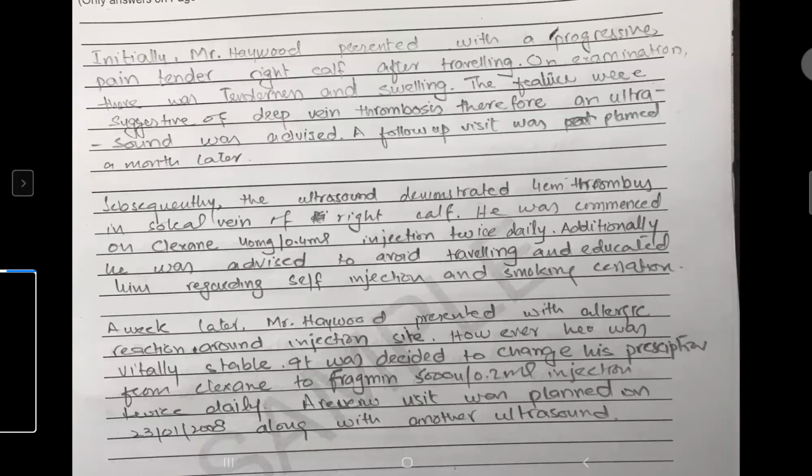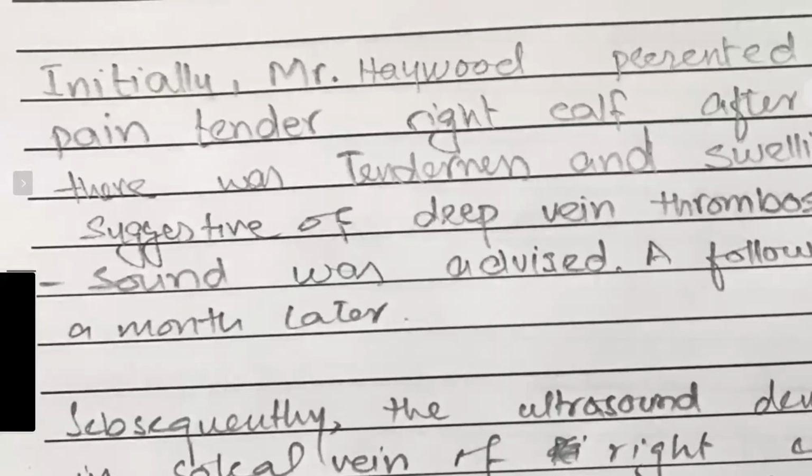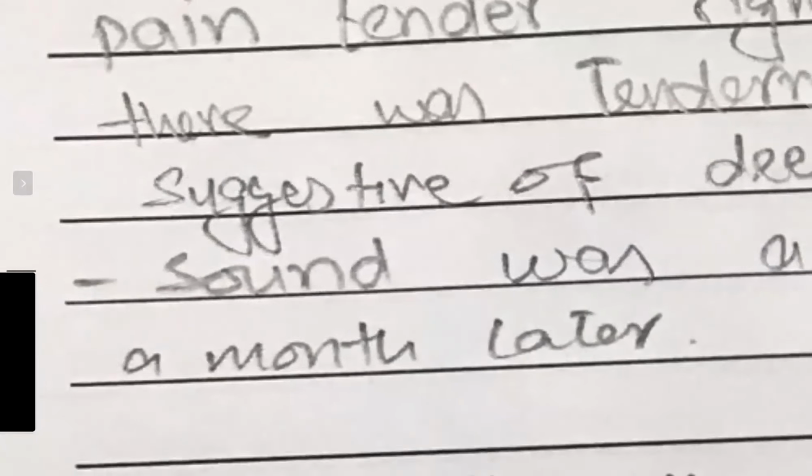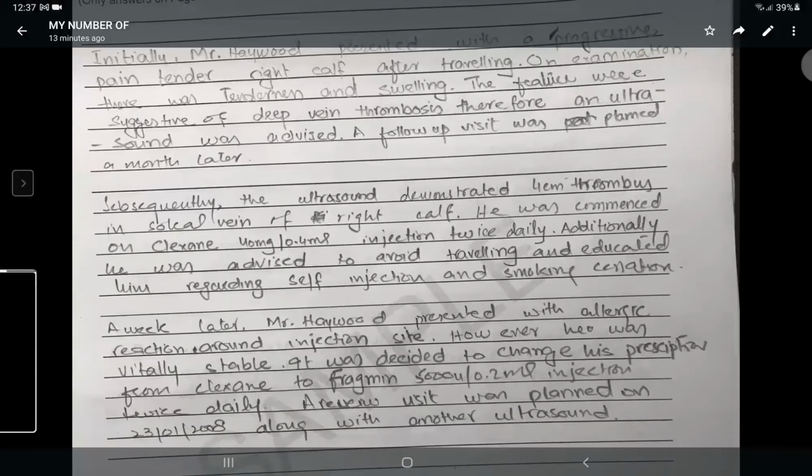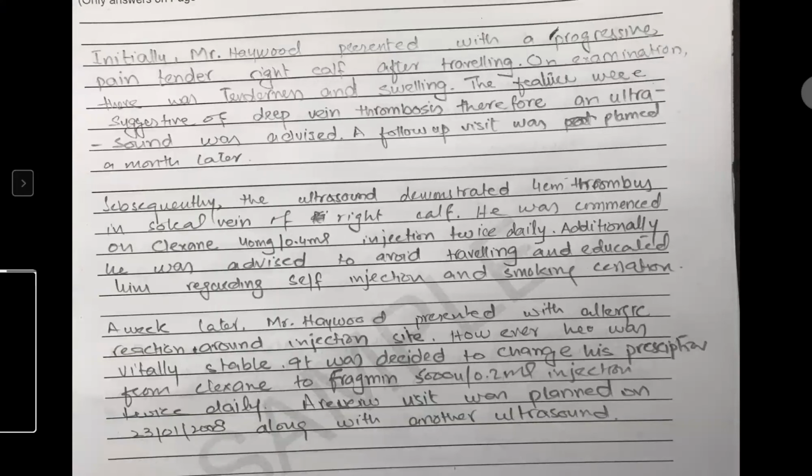Okay. What about suggestive? What is wrong with your word suggestive here? S is bigger. See, S is your capital, you know your mistakes. All right. Suggestive of a deep vein thrombosis, right? Of a deep vein thrombosis, the first time you're mentioning it. Therefore, an ultrasound was advised. Okay, a follow-up was planned a month later.